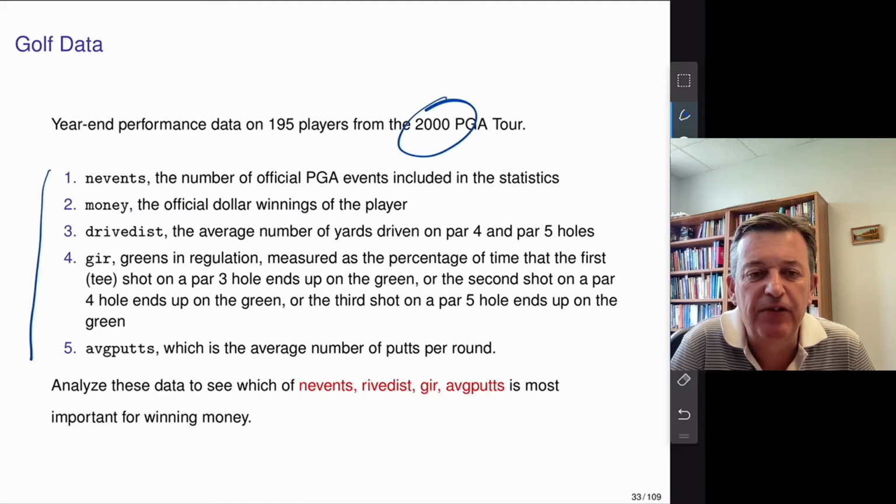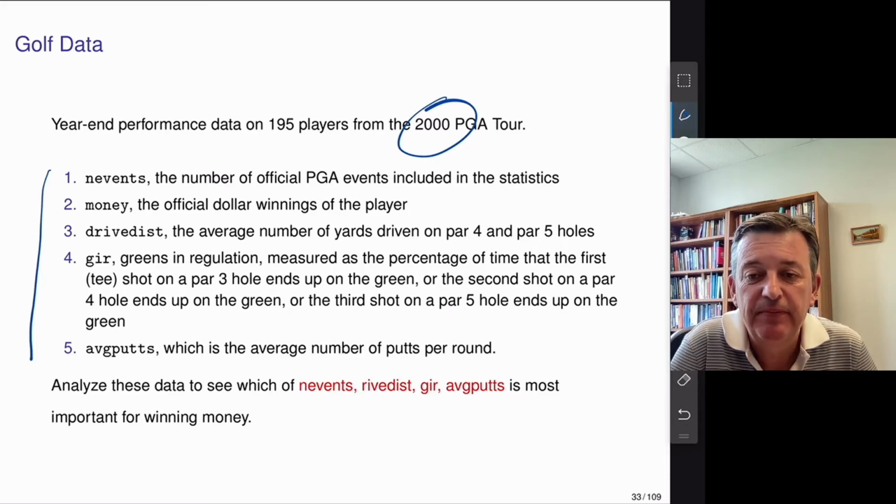And so a number of events, and it'll be a little counterintuitive, but the better players play fewer events, so that will actually have, in the pure regression, a negative coefficient. I want to predict money won, winnings, and then really there are three variables.